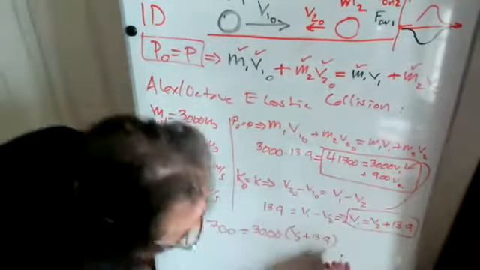We got 41,700 on the left. We got 3,000 V2 and 900 V2 is 3,900 V2, plus we have 3,000 times 13.9. Wait a minute. Something's wrong. Okay, I made a mistake. Hang on a second. I'm getting out 41,000. Hang on. Relax. What happened here?